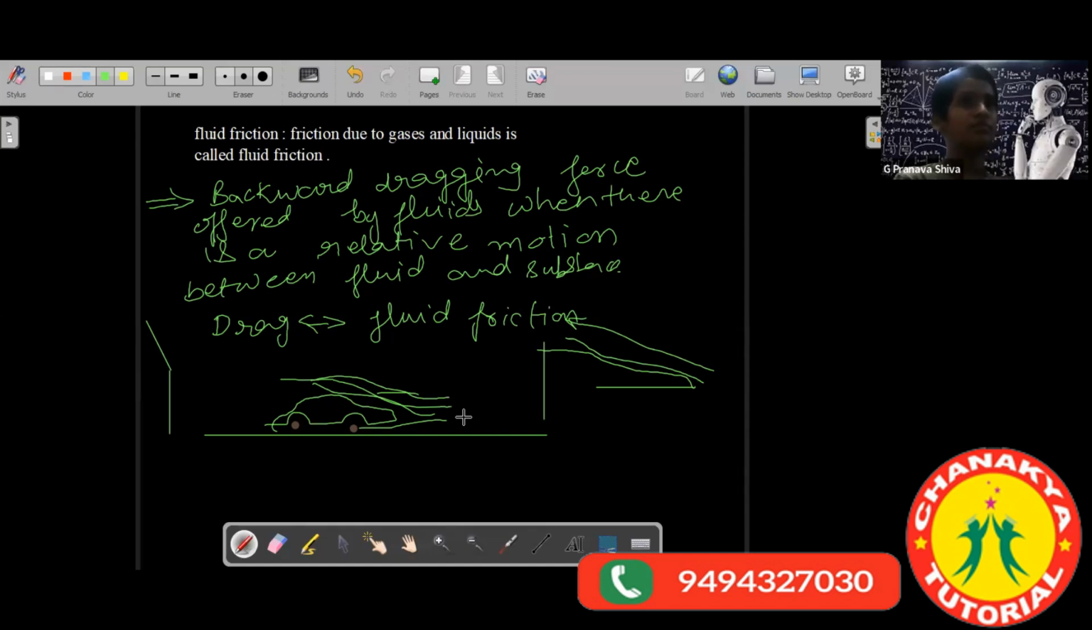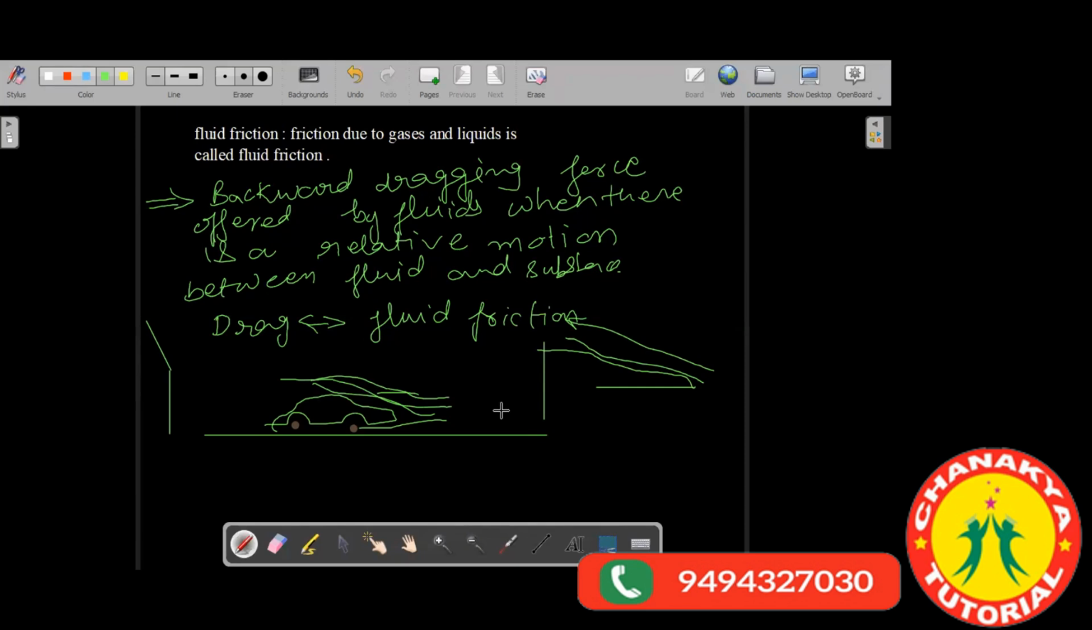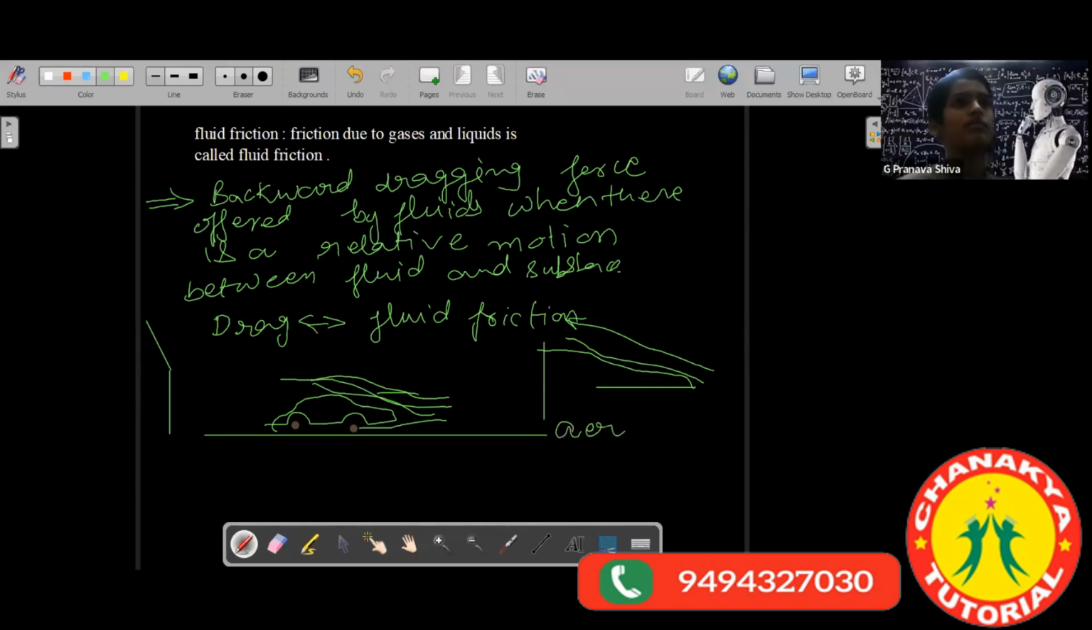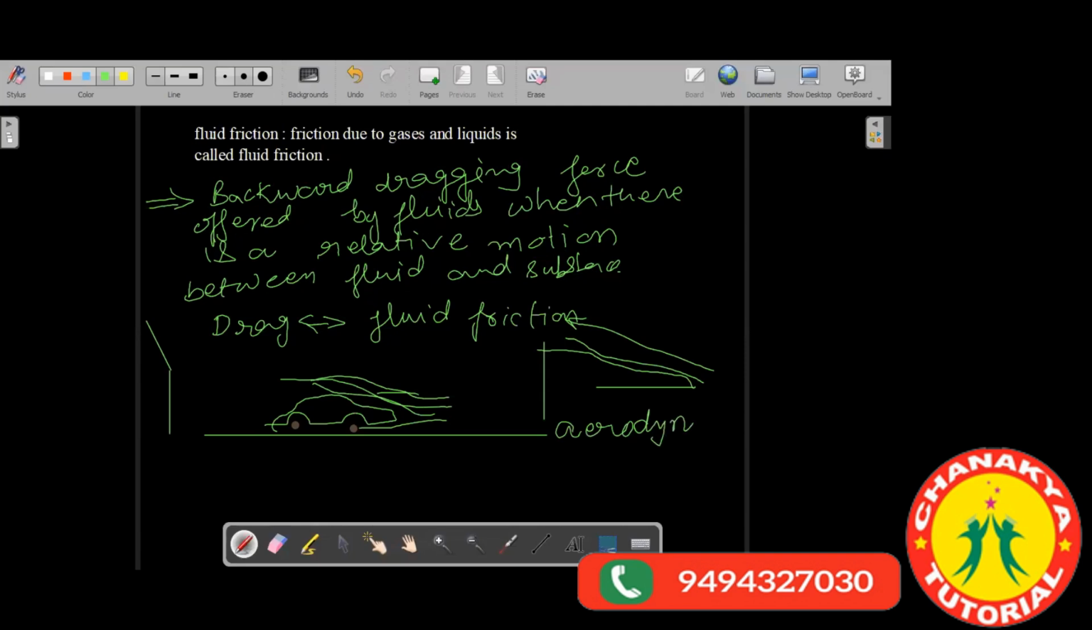Flat. Okay. The car should be thin, slim. The shape should be aerodynamic. We call this an aerodynamic shape, or there is another shape. I'll just tell you the name of the shape.